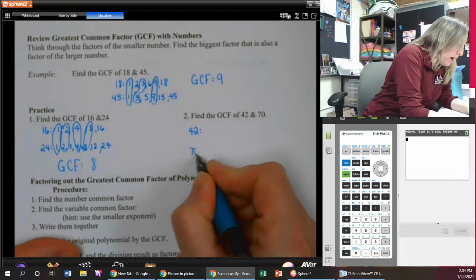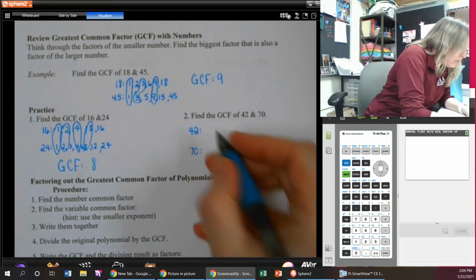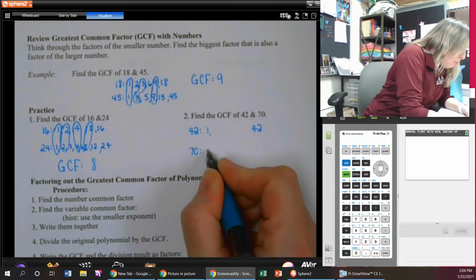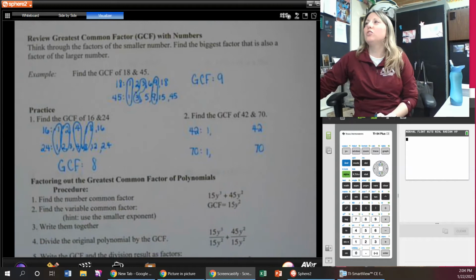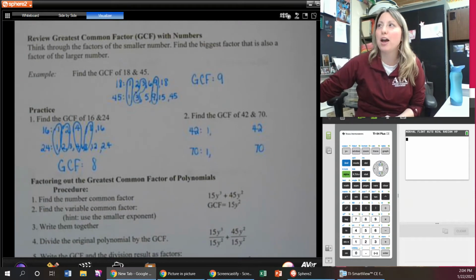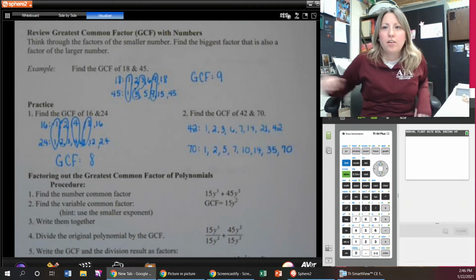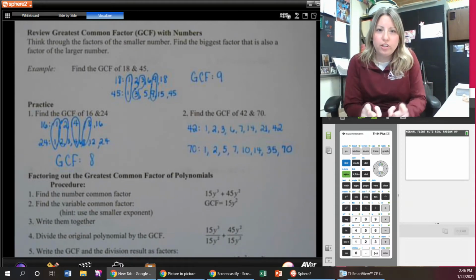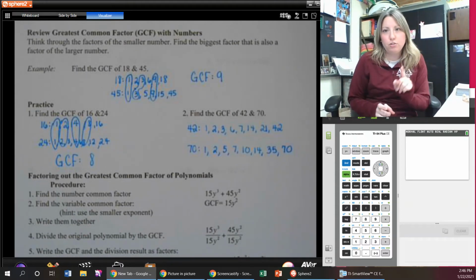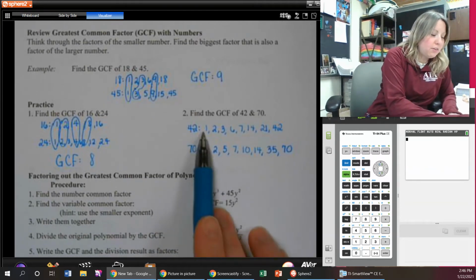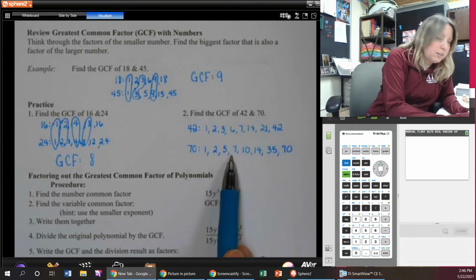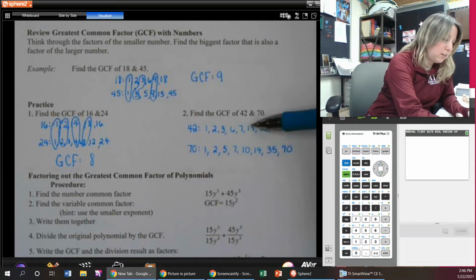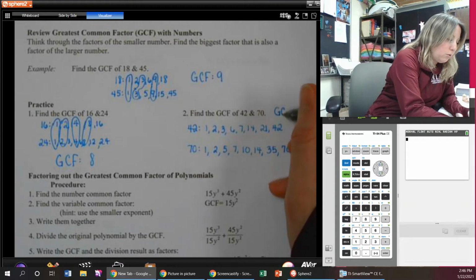Okay, you try the factors of 42 and 70. I'll pause it and I'll come back. I'll start you off with both of them. Ready? 1 and 42, 1 and 70. There you go. So you try that. Pause it, come back. All right, how'd you do? What's your GCF of 42 and 70? Yeah, they have 1 in common. Every number does. 2 in common, yeah, they're both even. They have 7 in common. 14. The GCF of 42 and 70 is 14.